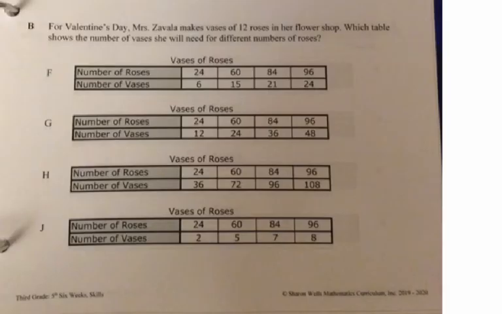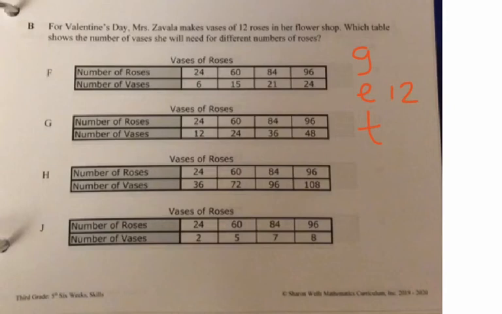Letter B. For Valentine's Day, Mrs. Zavala makes vases of 12 roses in her flower shop. Which table shows the number of vases she will need for a different number of rows? So again, this is going to be a get. So on this one, the 12 is how many roses she has in each vase. So my groups will be my number of vases, and my total will be the total number of roses she has. So let's try letter F.